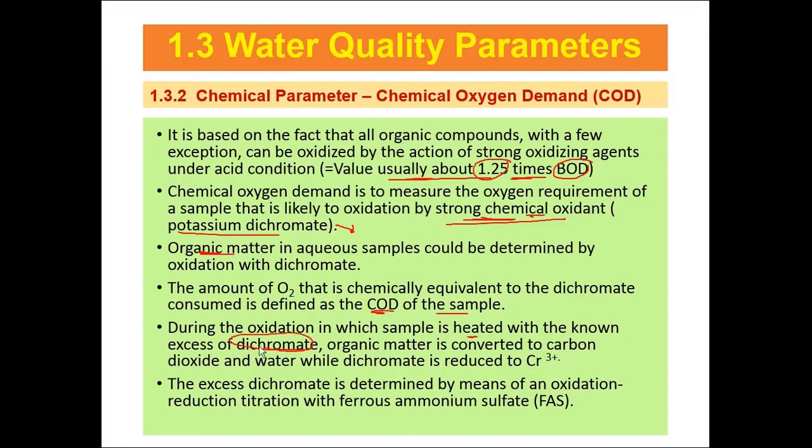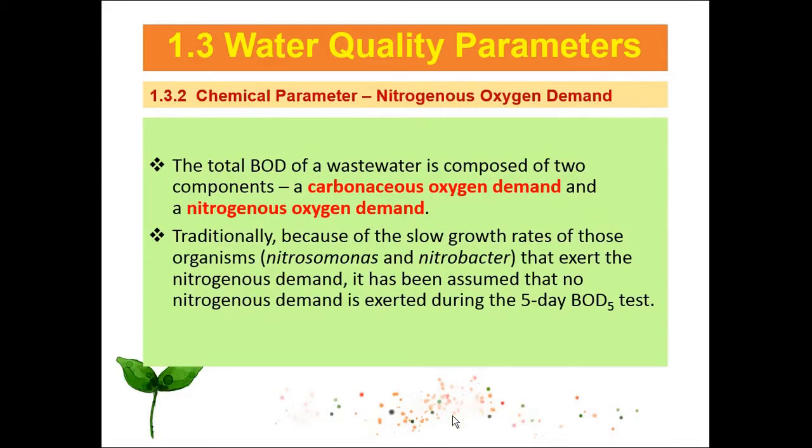So the dichromate, the amount not used to degrade the organic matter, and the organic matter is converted to carbon dioxide and water, CO2 plus H2O, while the dichromate is reduced to chromium ions. The excess dichromate is determined by oxidation-reduction titration, and lastly you need to titrate with ferrous ammonium sulfate. Okay, that is the COD.